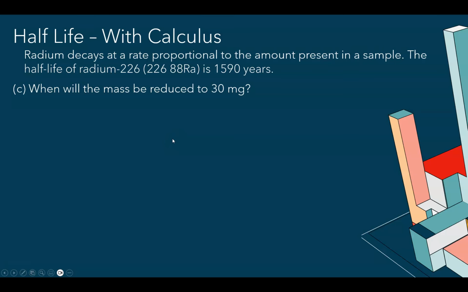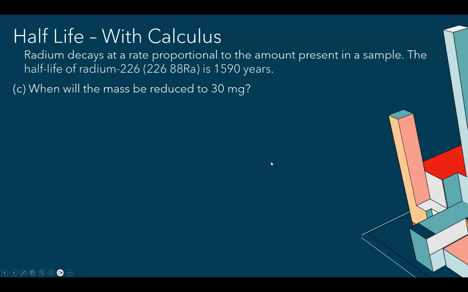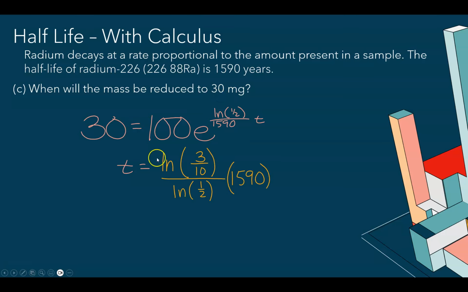How would you figure out when the mass is going to be reduced to 30? Well, of course, we're going to put 30 in for the amount and use some algebra, do a calculator thing. But we can estimate that too. After 1,590 years, 100 milligrams would be 50. After another 1,590 years, so what is that? 3,180 years, we'd be down to 25 milligrams. So it's going to be pretty close. So we just put in a 30, rearrange, and turns out it's 2,850 or something like that. Doesn't really matter the number. All right, I hope that helps.